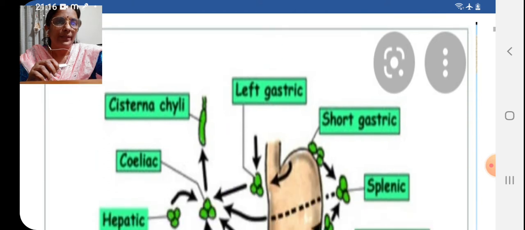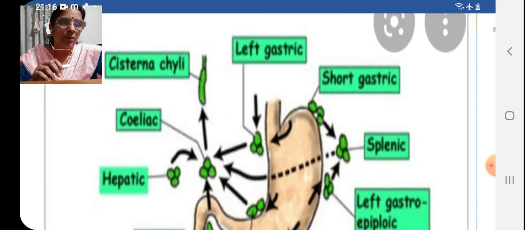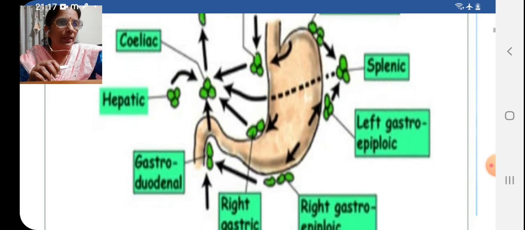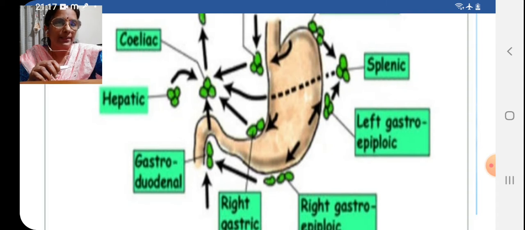Then coming to the lymphatic drainage, as far as the stomach is concerned, there are three sets of lymphatic drainage nodes. One is very close to the lesser curvature and the greater curvature. You can see so many groups of nodes close to the greater curvature and the lesser curvature. The left gastric, short gastric, splenic are a little away from that, and left gastroepiploic, then right gastroepiploic, and right gastric. These are the nodes close to the margin of the stomach.